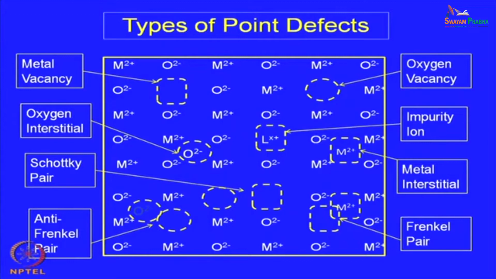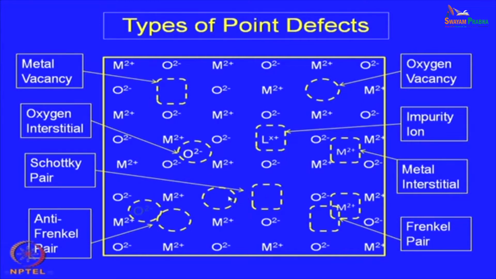The very first one is here in the middle. It is called Schottky pair, where both oxygen is missing as well as metal is missing. So, they are forming as a pair together. Earlier we have talked about single point defects or singular point defects. Here is a pair of point defects, they come together, and that is how we call it a Schottky pair.